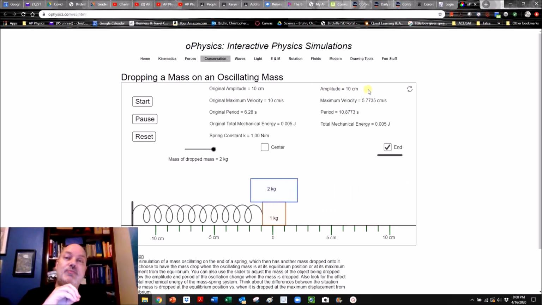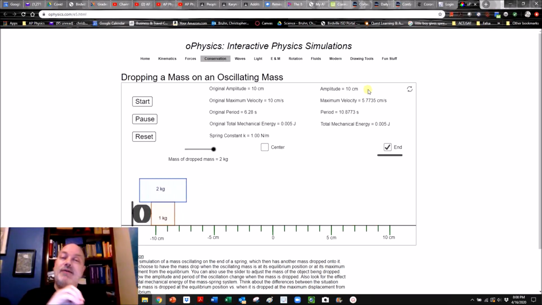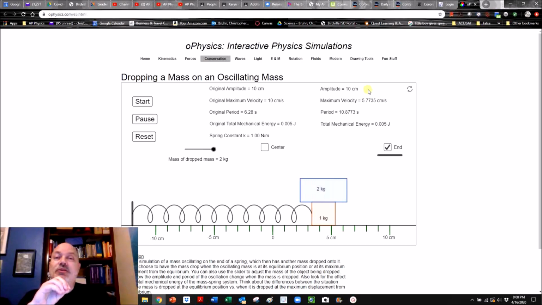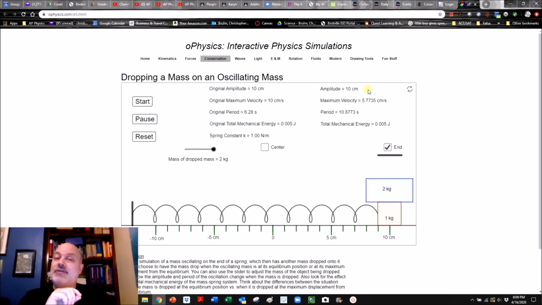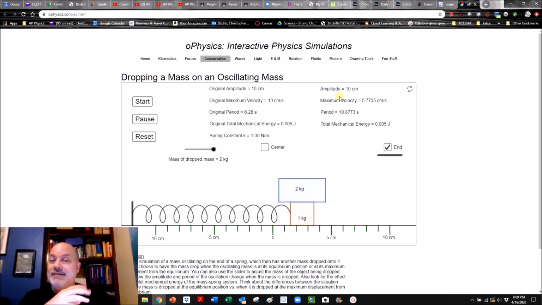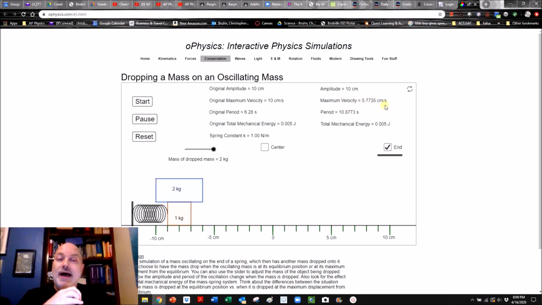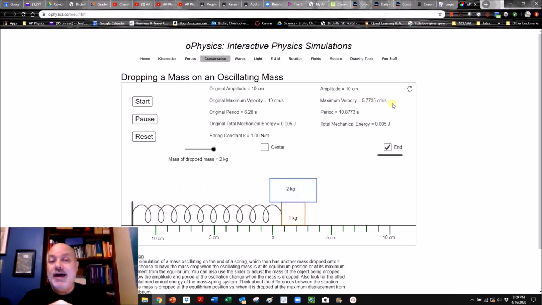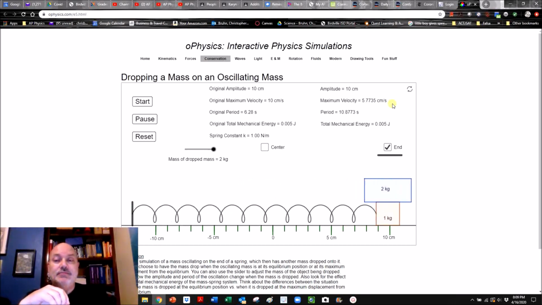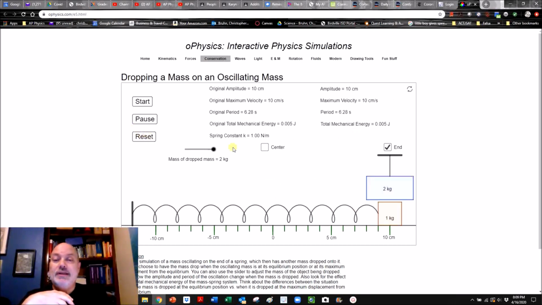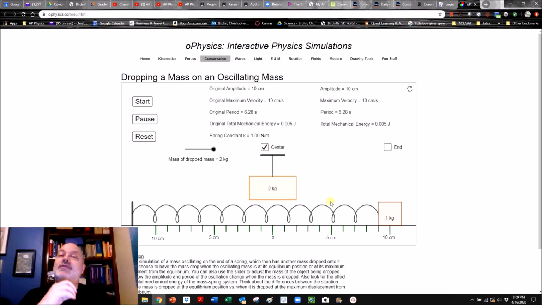So the spring potential energy is the same, so we have to go to the same x location. Remember, the spring potential energy is 1/2 kx squared, so it doesn't matter what the mass is. And so our velocity will have to go down because we have more mass, therefore less velocity to keep the same kinetic energy. Now, let's drop the mass when it's at the center.